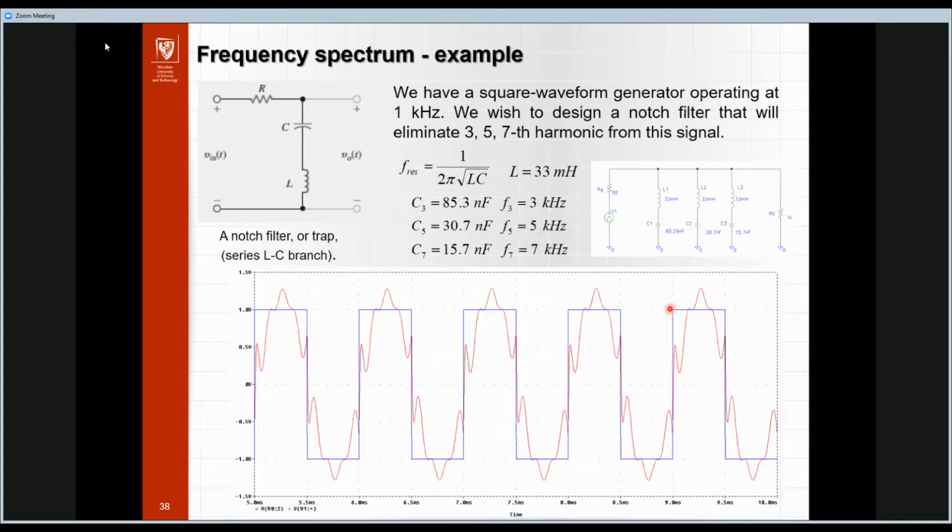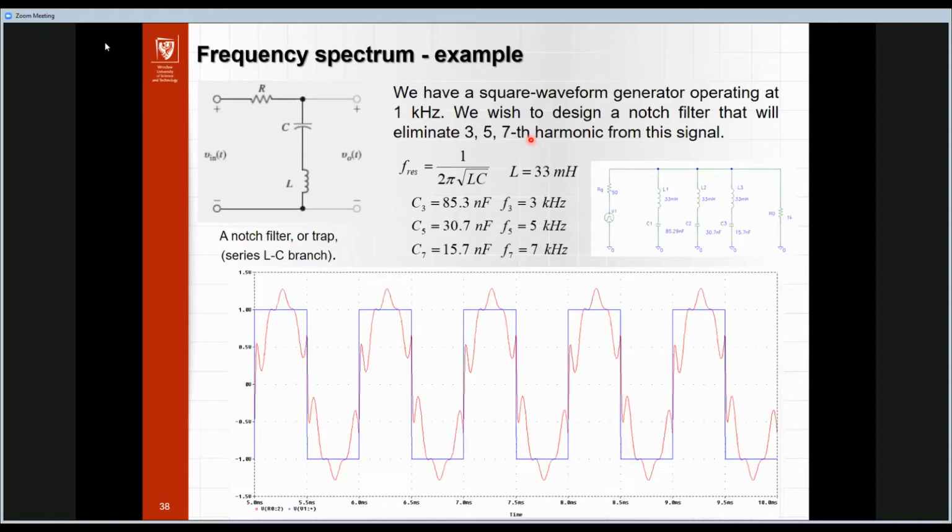Okay, and now we can make the simulations. When we eliminate from this signal this one, we obtain such a signal which is similar to the sine. Of course, when we eliminate another harmonic, we obtain a signal even more similar to the sine, to the first harmonic, the base signal.